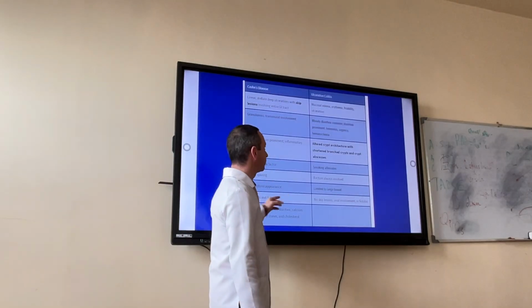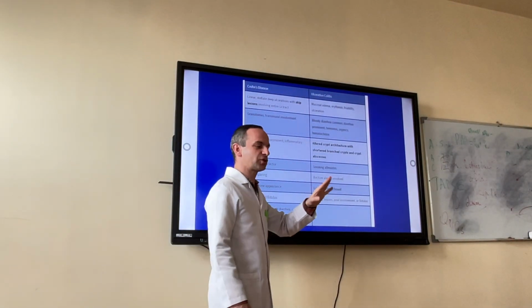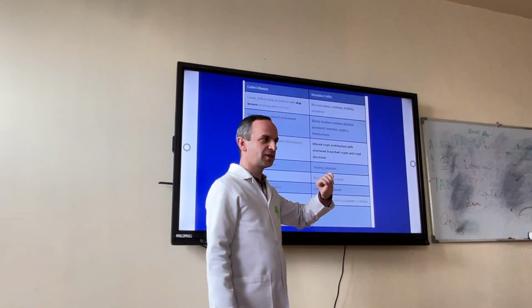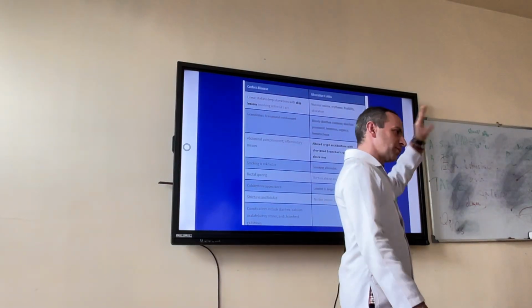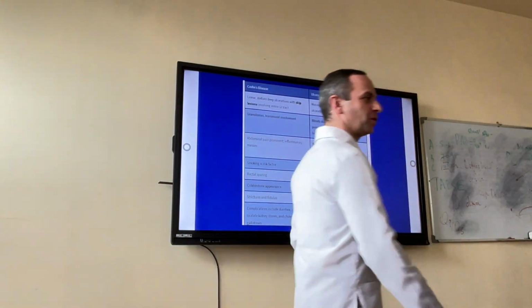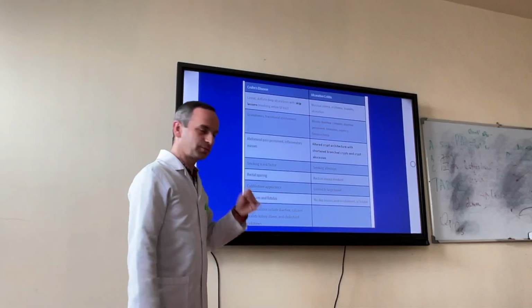Rectal sparing? Meanwhile, in ulcerative colitis the rectum is always involved, I showed you. We have three variants: distal disease, left-sided, and pancolitis. In all conditions, it starts from the rectum.